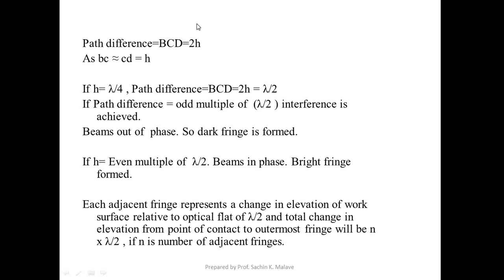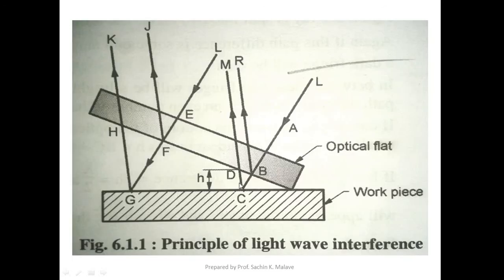So we can say that if this distance is lambda by 4 and if this distance is 3 lambda by 4, here we have seen that if we take the value of lambda by 4, we get one dark fringe. Now we have taken another array where this height H between G and H is taken as 3 lambda by 4.